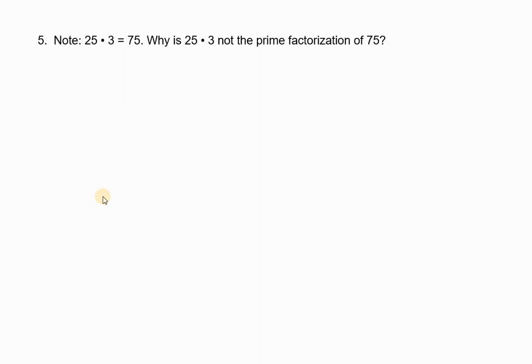Okay, problem number 5. Note that 25 times 3 is 75. So why is 25 times 3 not the prime factorization of 75? Let me give you a minute to pause the video and think about that. Well, the reason why 25 times 3 is not the prime factorization is because 25 is not prime.